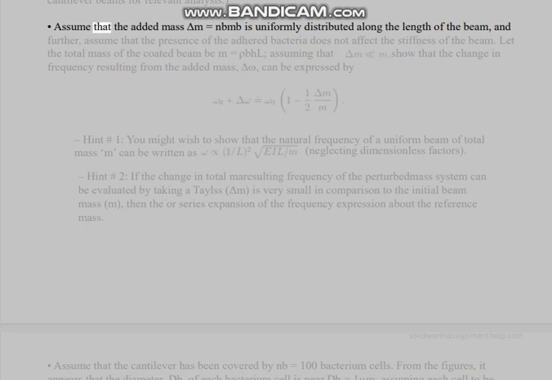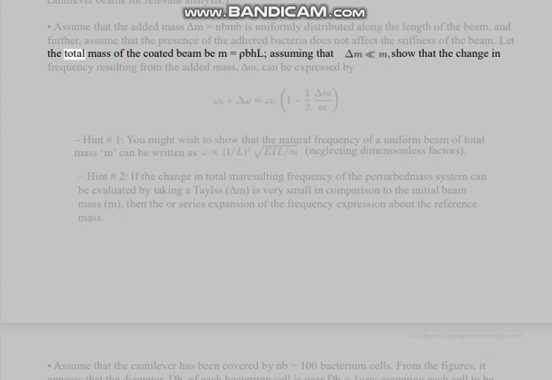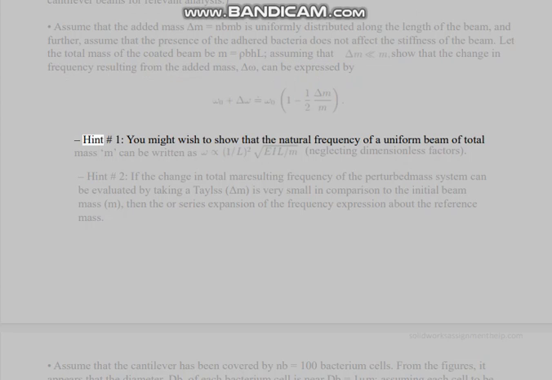Two, assume that the added mass Δm equal to NB/MB is uniformly distributed along the length of the beam, and further, assume that the presence of the adhered bacteria does not affect the stiffness of the beam. Let the total mass of the coated beam be m equal to ρBHL. Assuming that, show that the change in frequency resulting from the added mass, Δω, can be expressed by. Hint number 1.